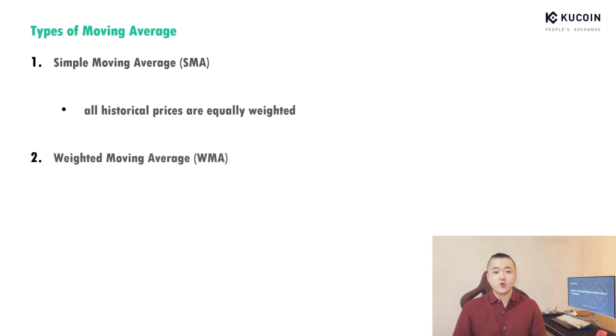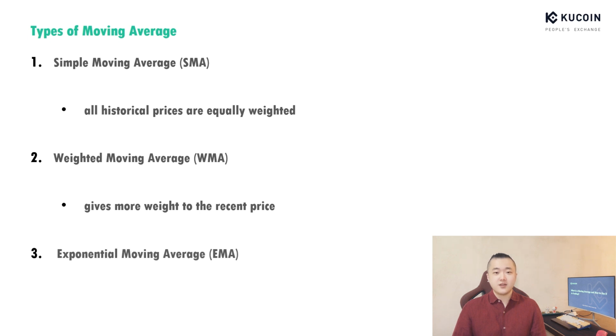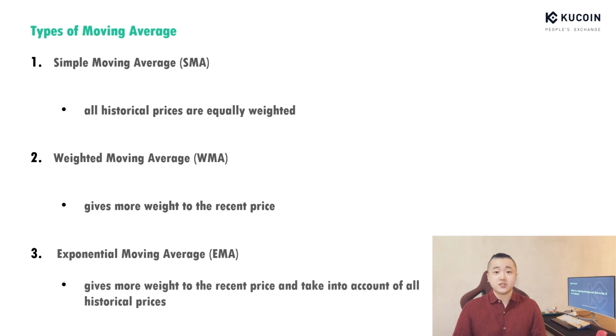Then the weighted moving average, WMA, appears. It gives more weight to the recent price since its users believe that current prices are more important than historical prices. Last, exponential moving average, EMA, both contains all historical prices and gives more weight to the recent prices. It seems that the exponential moving average should be the most efficient. We will discuss these three types of moving averages in the next slide.